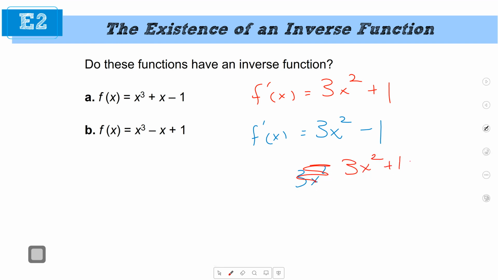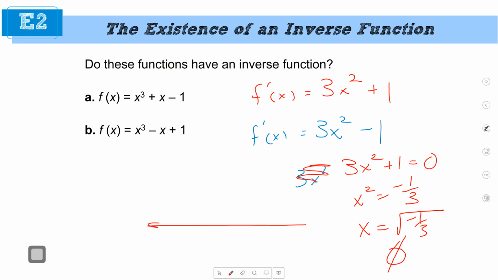3x squared plus 1 is equal to 0, so x squared is equal to negative 1/3, so therefore x is equal to the square root of negative 1/3, which means there are no critical numbers. Okay. Which means my number line would look like this. Plug in a number and check it. Well, any number on that, let's put in 0. I put in 0, it's positive, so this number line is always increasing.